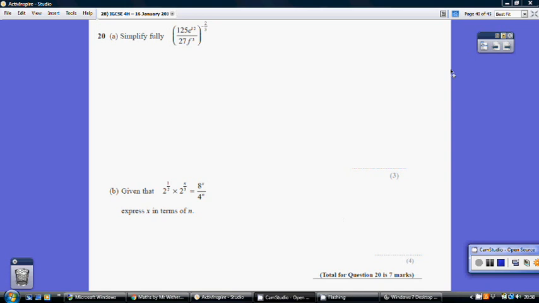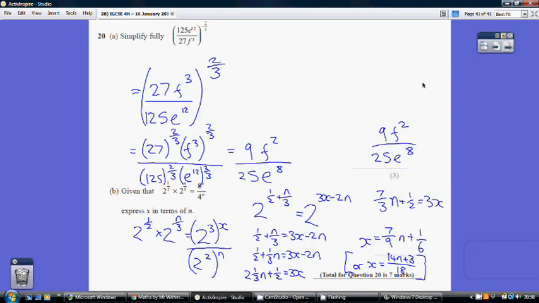Question 20. So for part A, I think the first thing to do is to sort out the minus power. So just flip it over to undo the minus. So we've got 27f cubed over 125e to the power of 12. And that's got rid of the minus.